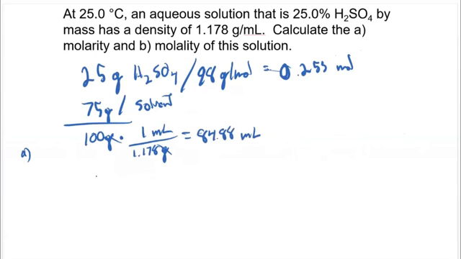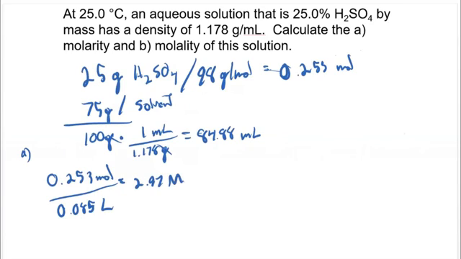So for A, which is the molarity, we can take the moles of the solute, 0.253 moles, divided by the liters of the solution, 0.08. We can just round it to 85 liters, which gives us 2.97 molar, or around 3 molar.